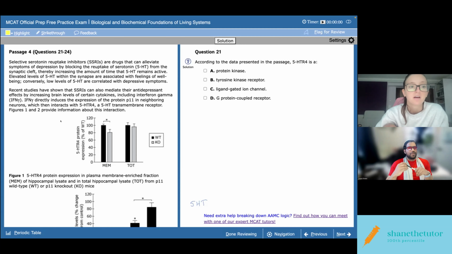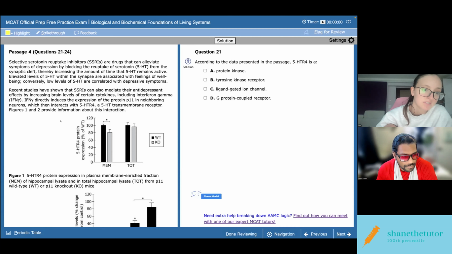Okay. Continue. Recent studies have shown that SSRIs can also mediate their antidepressant effects by increasing brain levels of certain cytokines, including the interferon gamma, IFN-gamma, which directly induces the expression of protein P11 in neighboring neurons, which then interacts with 5-HTR4, a serotonin transmembrane receptor. All right, so there's a lot of these acronyms here.